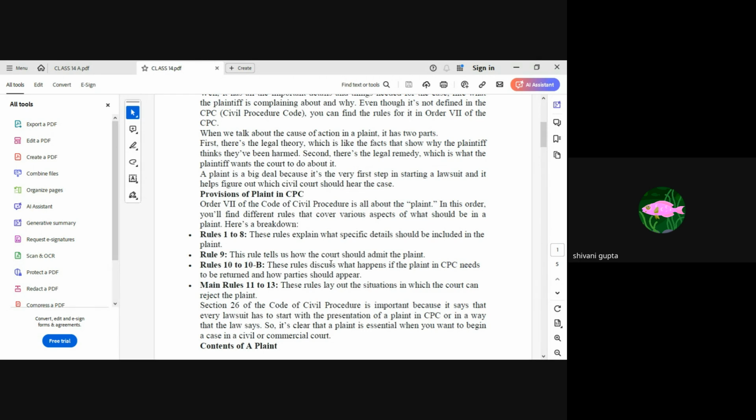That particularly defines what the specific details are that must be included. I have mentioned everything in the PDF, and that will make it easy for you to learn. Now, rule number 9 of order number 7.